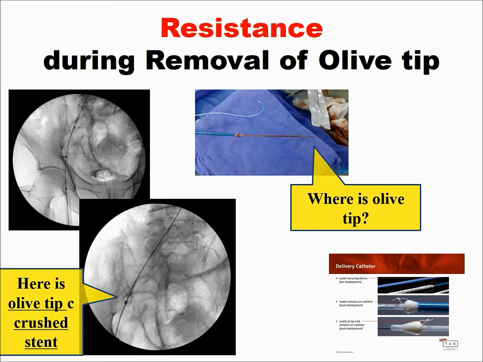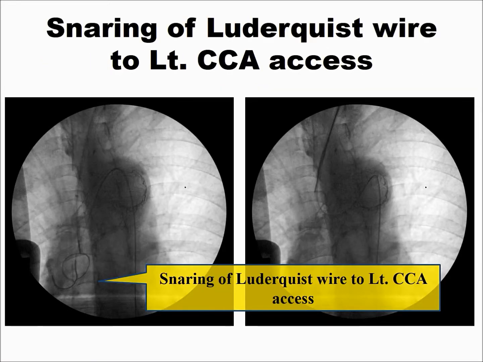Nightmare began. I could find an olive tip in the Rundquist wire in the aorta. Olive tip over the wire is more important. If so, we have some options to retrieve it. However, if the olive tip is out of the wire, I don't want to imagine that.